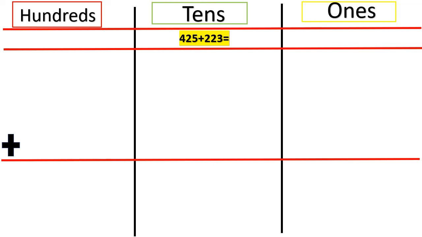We're going to add 425 plus 223. The first thing we want to do is set up our problem. So we're going to break our numbers apart. 425. We have 5 ones, 2 tens, and 4 hundreds. Next, I'm going to write 223 in my place value box. Now, take the time to set up your problem so it looks just like it does in the slide. Great job.